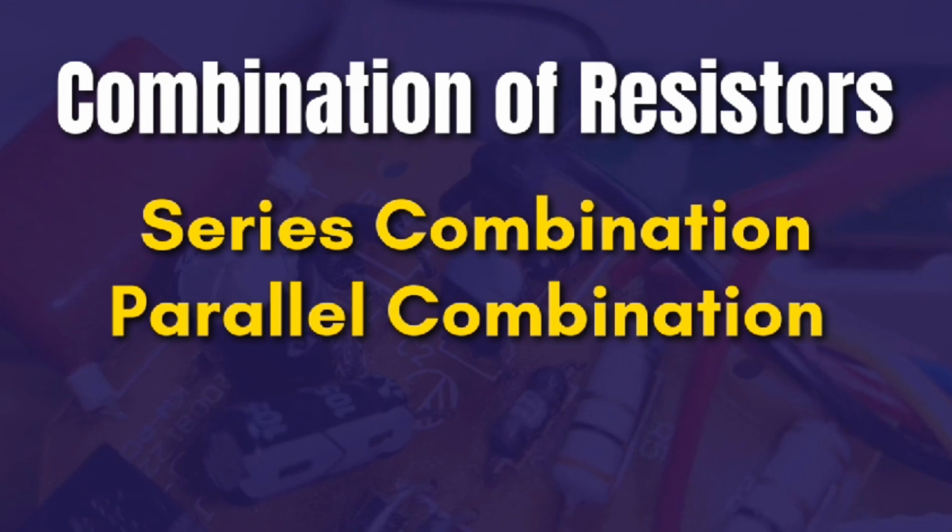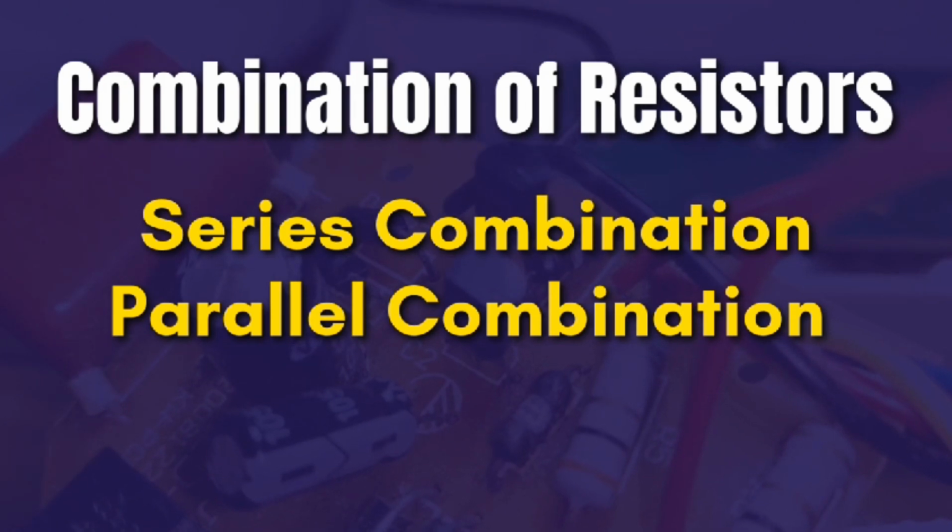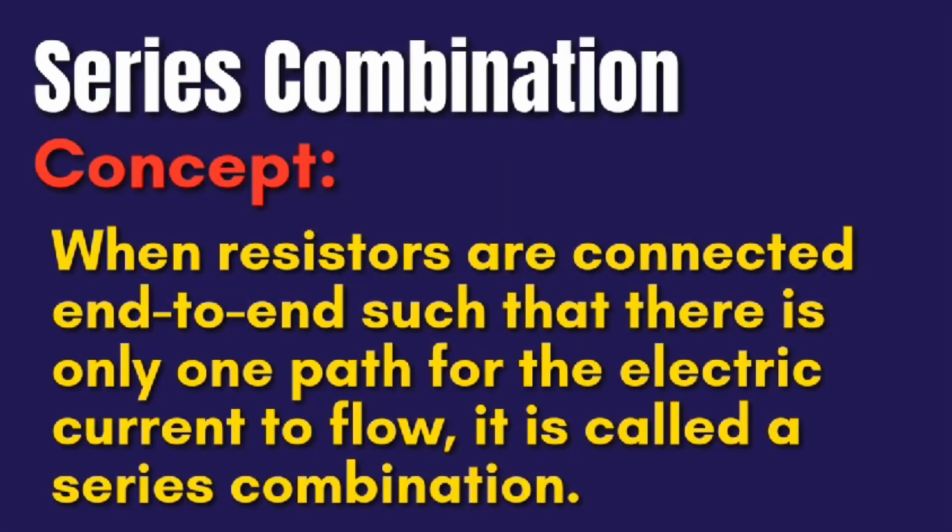Now let's study the two ways in which resistors can be connected. Number one is series combination and number two is parallel combination. So let's define series combination. When resistors are connected end to end such that there is only one path for the electric current to flow, it is called a series combination.